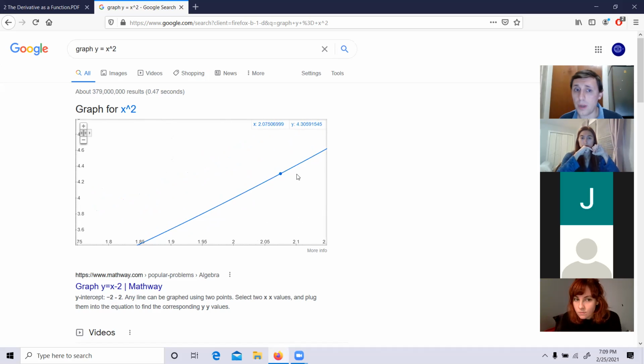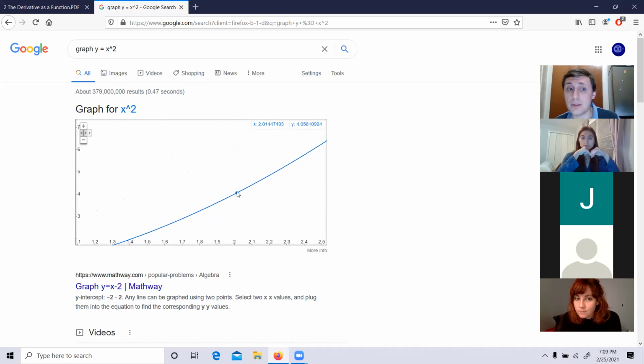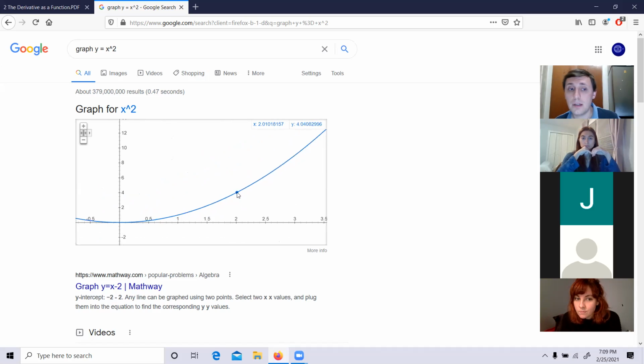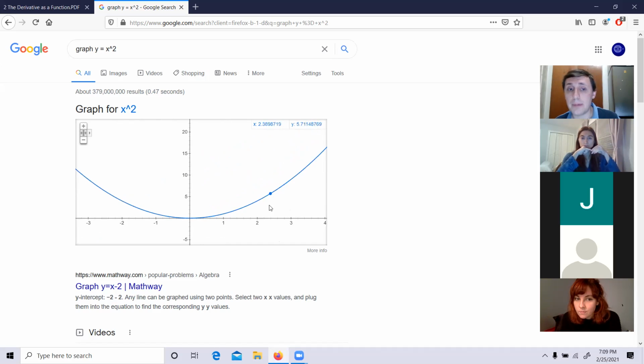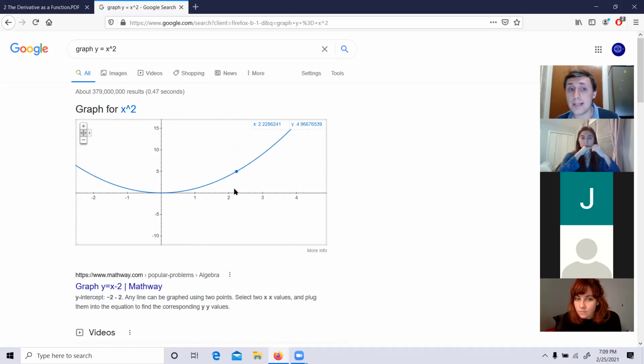Could you tell me what this line is in terms of what we were studying? This happens to be the tangent line. Now, how do I know this happens to be the tangent line? Think about what happens, guys, when I zoom in. When I zoom in, let's say at 2, look at it.